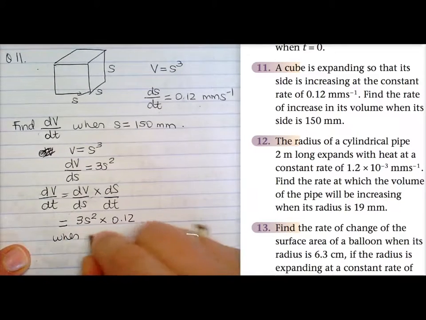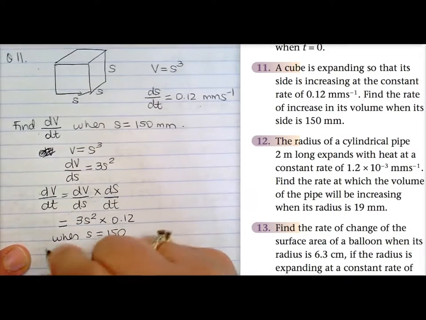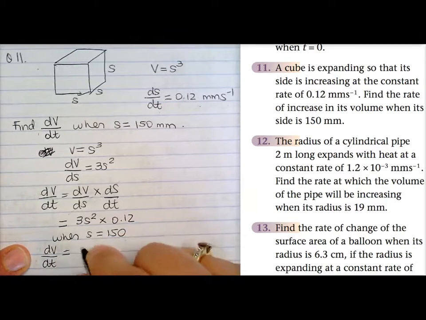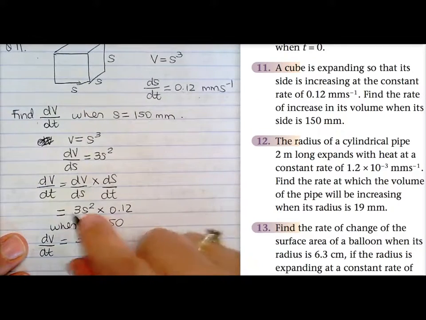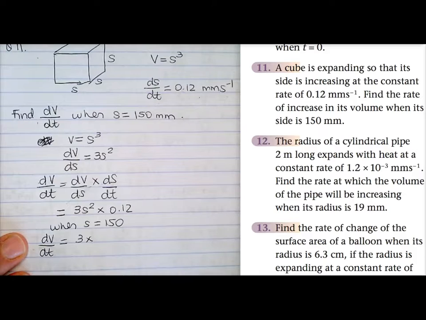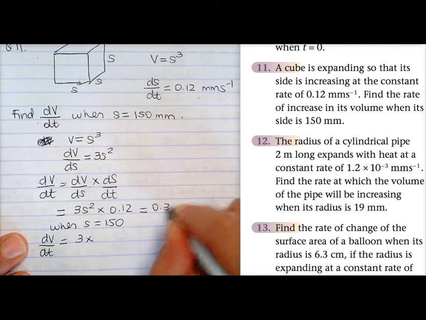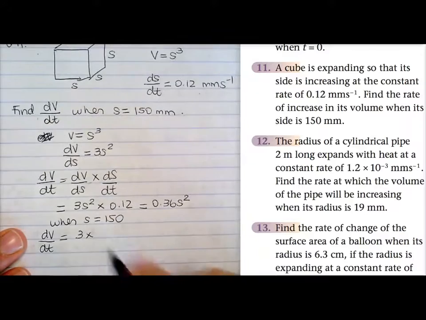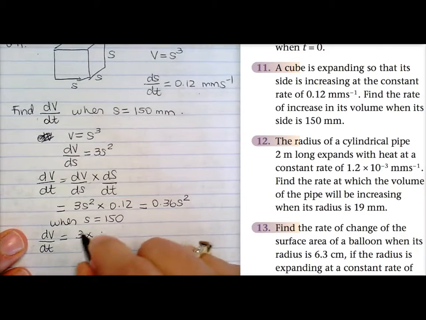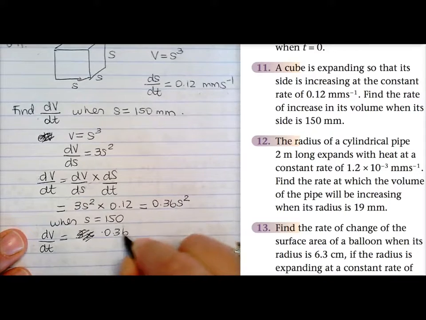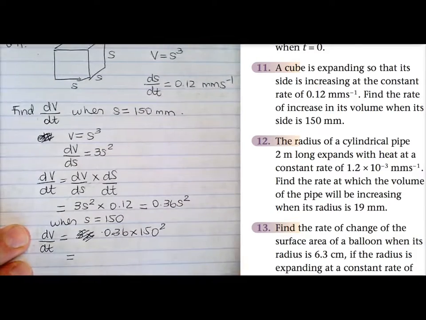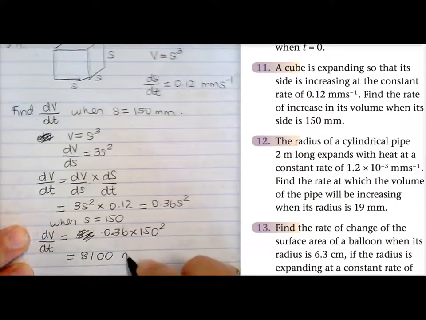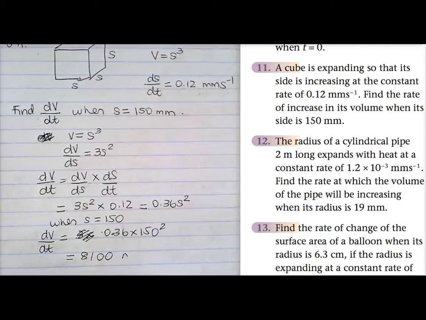So dV ds is 3s squared times ds dt is 0.12. So now we substitute when s is 150, dV dt is 3 times, yeah, all good? You can work out what 3 times 0.12 is. Is it 0.36? Times s squared. So therefore, when s is 150, dV dt is 0.36 times 150 squared, which is 8,100. Units now, please. Rate of change of volume with respect to time.